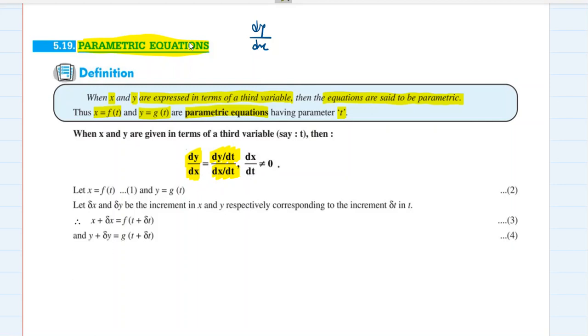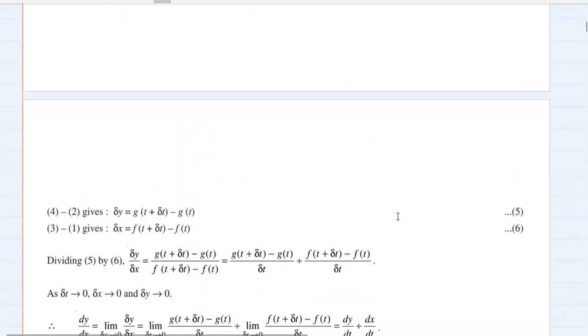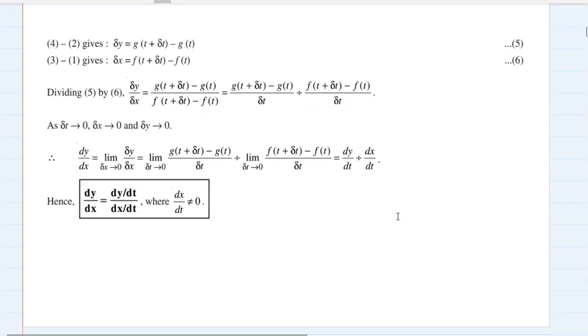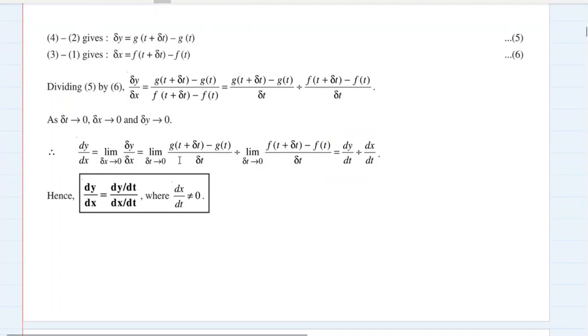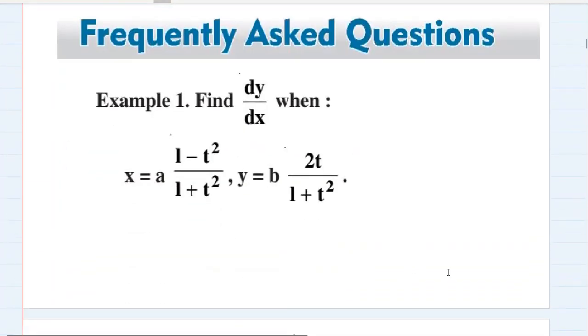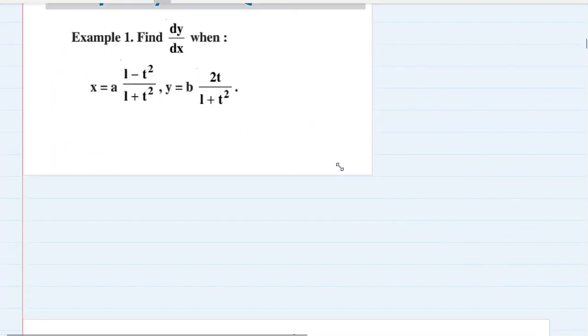Very simple, there is not much to this concept. The proof is given over here. So we'll directly move to the examples because we'll not have a look at the proof right now. Let's go to the example and see how we can solve these kinds of equations.